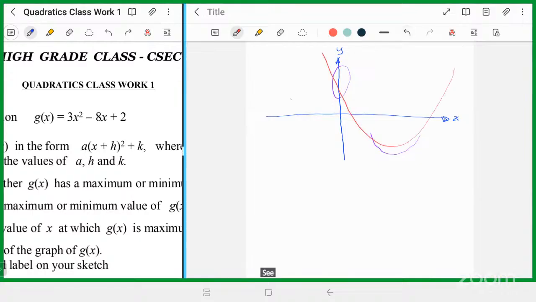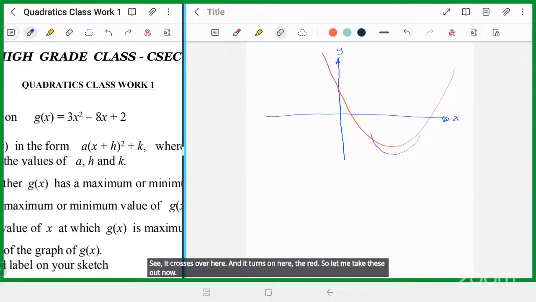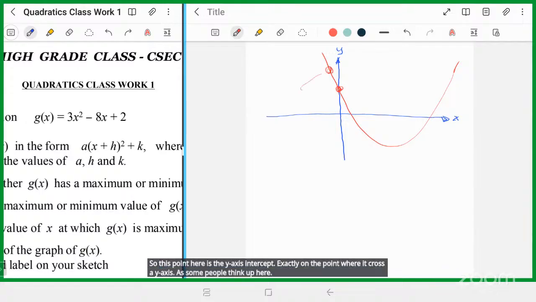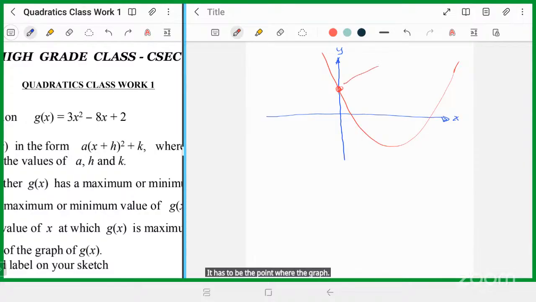See, it crosses somewhere up here and it turns down here, the red. So let me take these out now. That's the sketch. Right? That's good enough. A smile that turns down here and crosses up here. Then all you have to do is label it up. So this point here is the y-axis intercept, exactly on the point where it crosses the y-axis, as some people think up here, for example, which is wrong. It has to be the point where the graph intersects the y-axis right there. So that is the point 0, 2, the y-axis intercept.